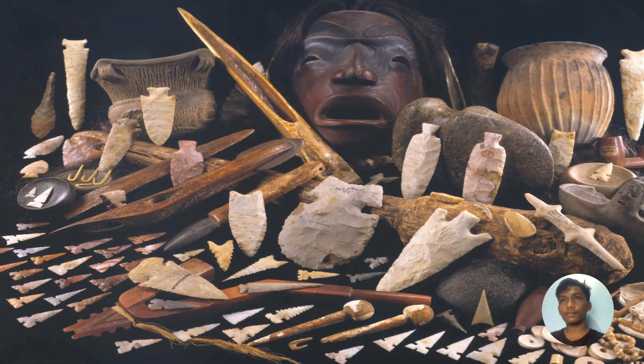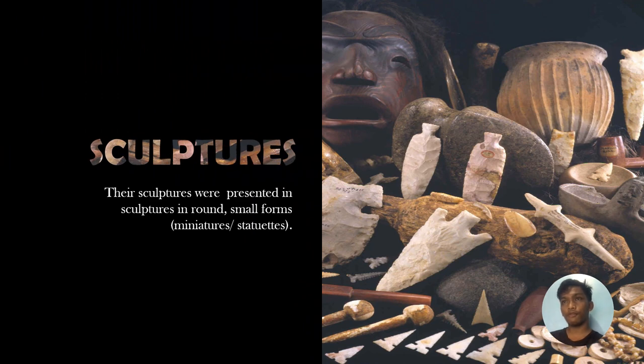Now we move to sculptures. Sculpture is a form of visual art that involves creating 3D objects by carving, modeling, casting, and assembling materials. Sculptures can be made from a wide range of materials including stone, wood, metal, clay, glass, and even found objects. So we have here examples.